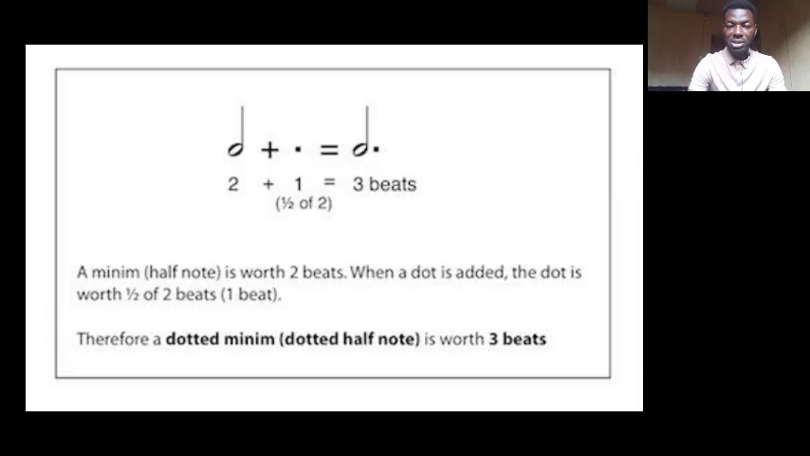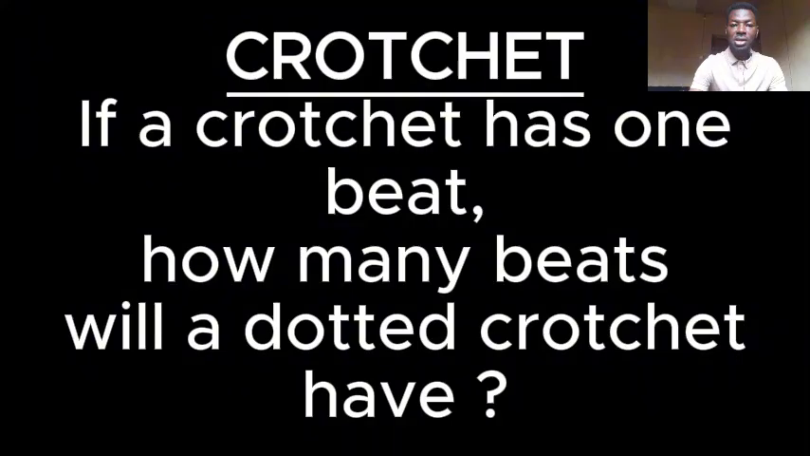Remember we said a semibreve has 4 beats, but a dotted semibreve will have how many? Will have 6 beats. Good, very good. Alright, now let's try it also with the crotchet. We'll stop with the crotchet. Okay, a crotchet has 1 beat. Now we have a dotted crotchet.